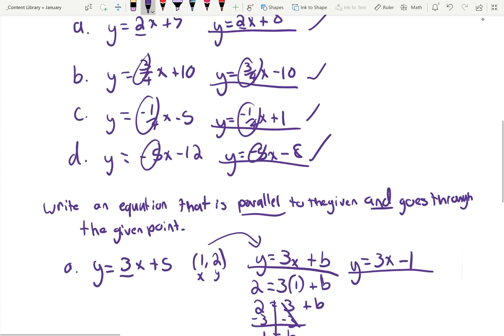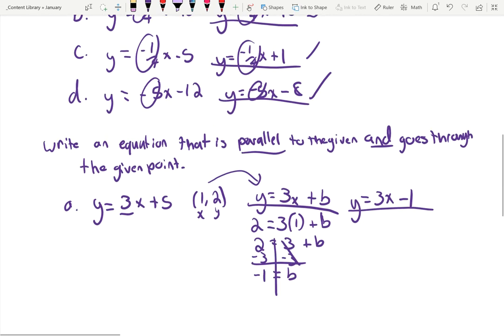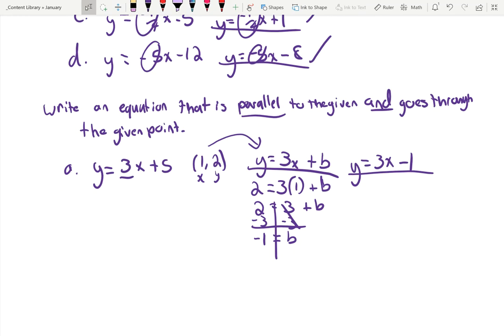So contrary to what these 4 were, remember up here, these 4 problems, I could choose any y-intercept I wanted because I was just looking for a line that was parallel in general. But here I'm looking for a line that's parallel but goes through a specific point. There's only going to be one equation that does that. So I have to make sure I write the correct equation. So my y-intercept obviously can't be whatever it wants. It has to be the correct number to make the correct equation.